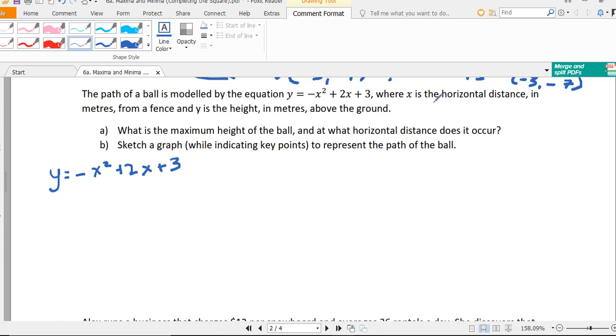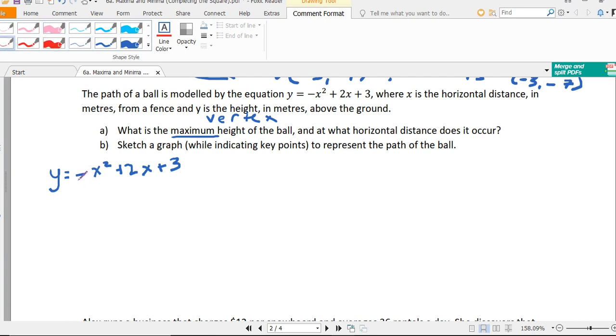Where x is the horizontal distance in meters from a fence and y is the height in meters above the ground. A. What is the maximum height of the ball? I see the word maximum. Maximum should make me think of a vertex. In order to find the vertex, I need it in vertex form. In order to get it to vertex form, I need to complete the square.